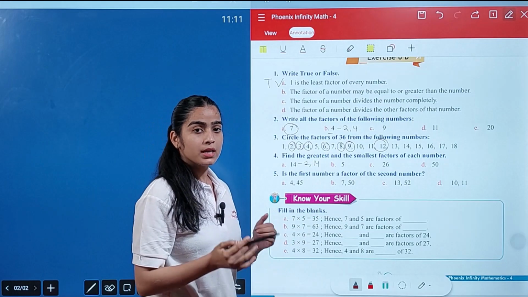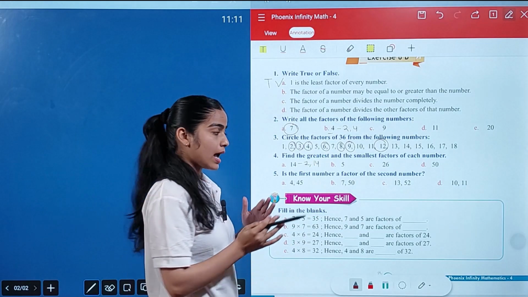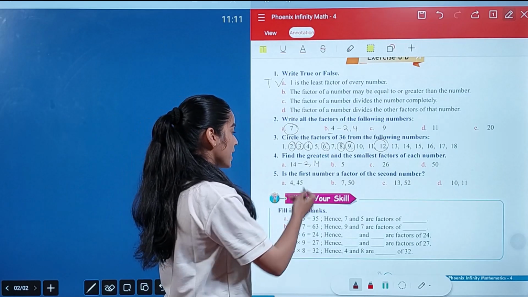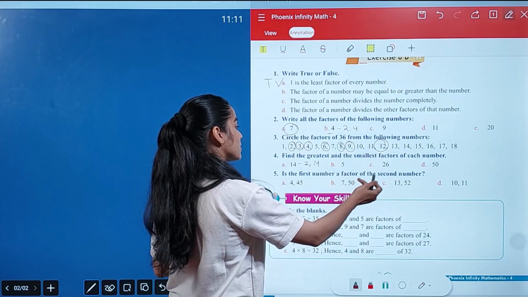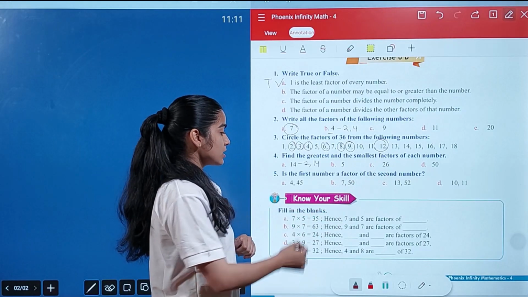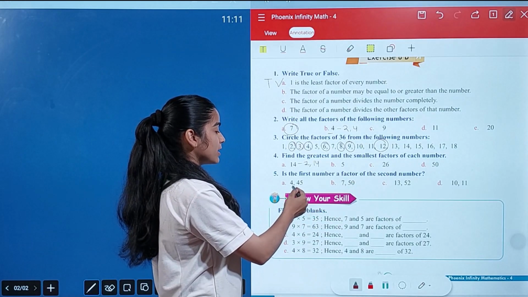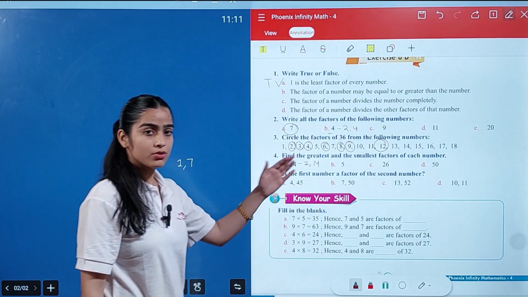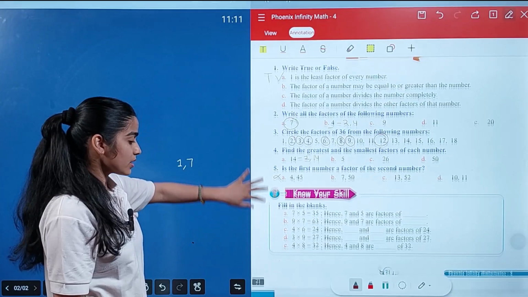So the number itself is the greatest factor, and 1 is the smallest factor of a particular number. Is the first number a factor of the second number? So, can 45 be divided by 4? Not possible. In such a way you can find the rest of the questions similarly.